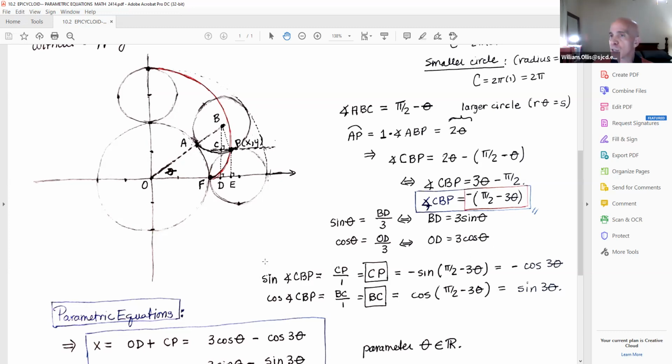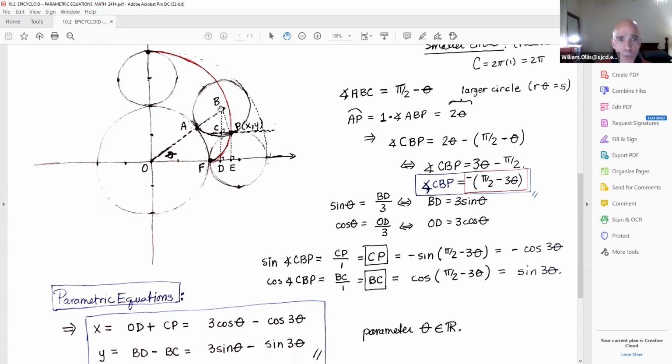Now, of course, let's just not finish with that. We can get BD right here using the sine. So we'll say opposite over hypotenuse. Again, this radius plus this radius is 3, hypotenuse is 3. Sine theta is BD over 3, so BD is 3 sine theta. So now you can see, notice here, I've got BD minus BC. That's going to give us the y coordinate here that we need. If we subtract from the larger segment here, this smaller, that gives us the y coordinate. So this is just simple segment algebra here.